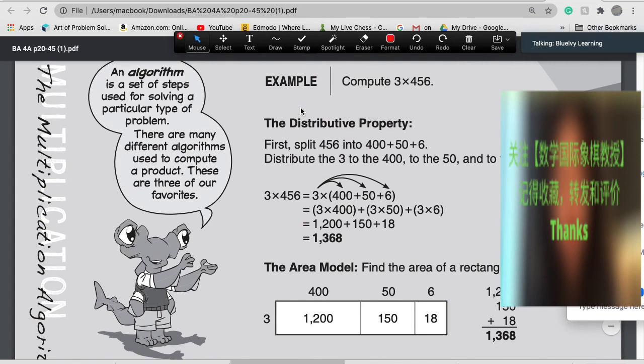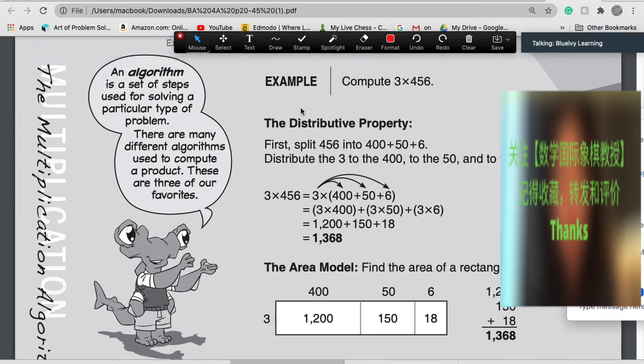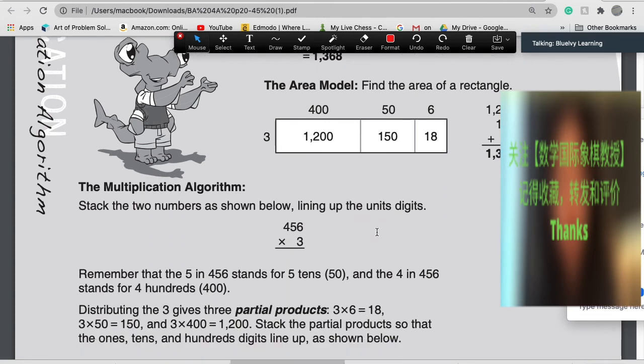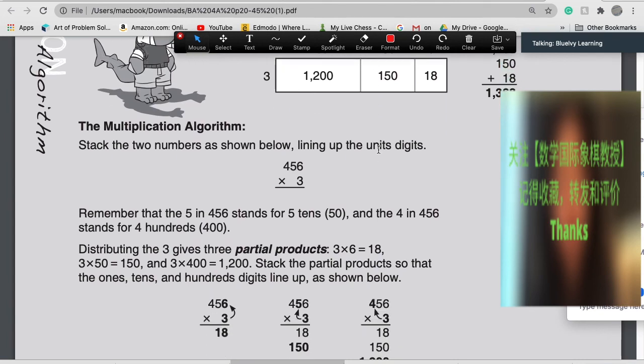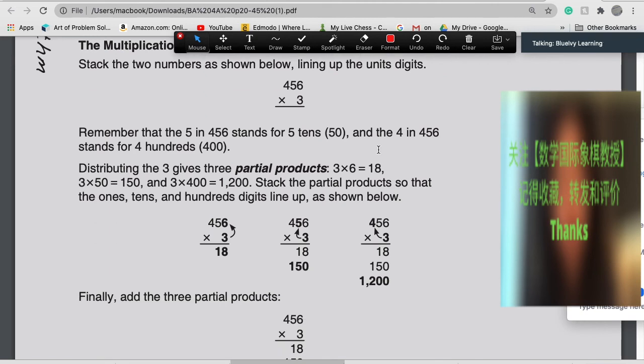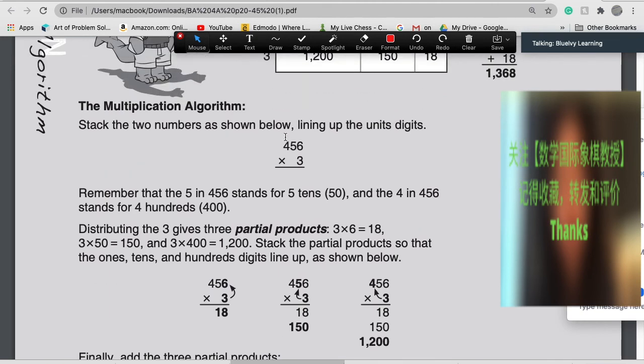This page, we still try to learn this distributive property. You use 3 times 456. You just distribute this 3 times 400, 3 times 50, then 3 times 6, then add them together. That's actually exactly the same with what we did before. Then you use this area model.